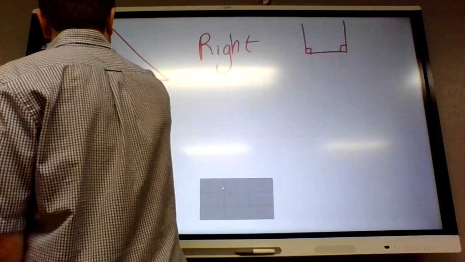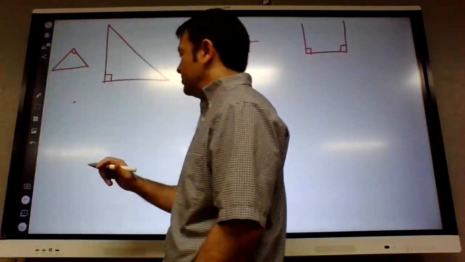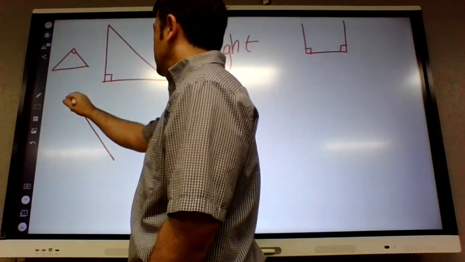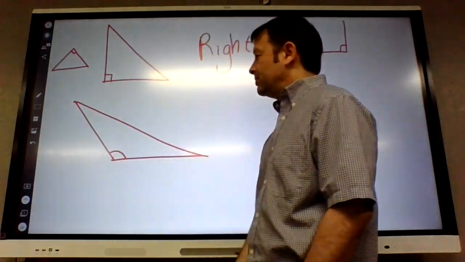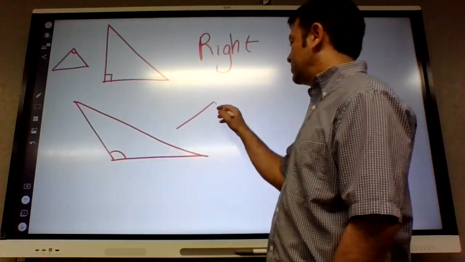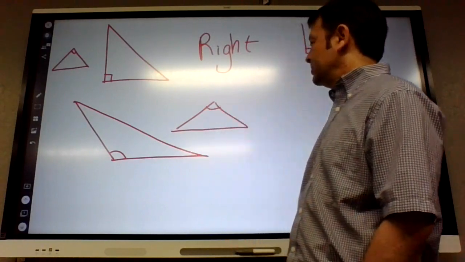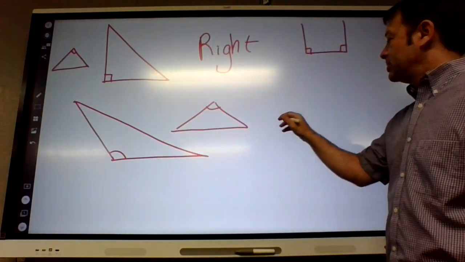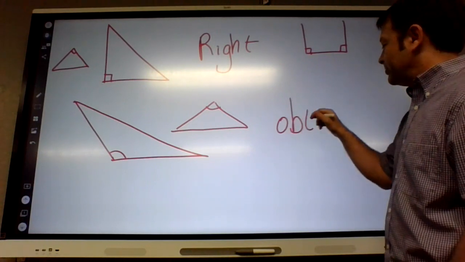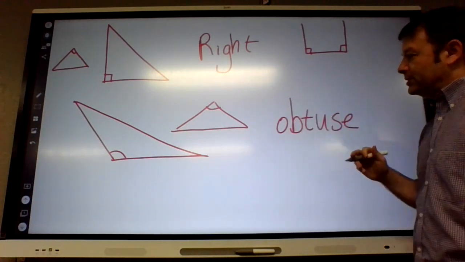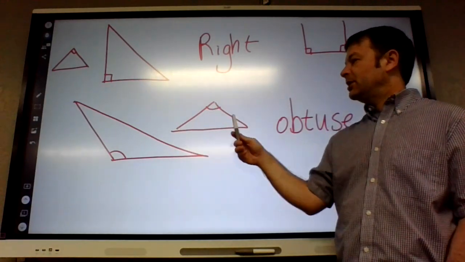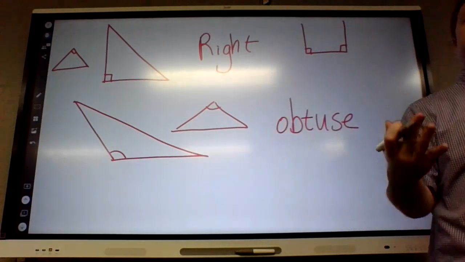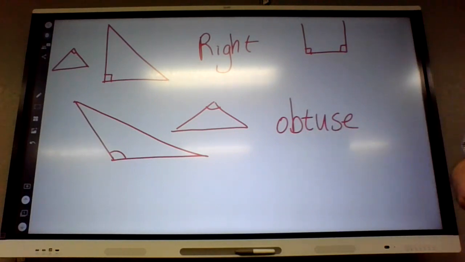And then, which one have I not drawn? Do you guys know? The obtuse. So an obtuse angle looks like that. It might look like that. An obtuse triangle has one obtuse angle in it. What are the two non-obtuse angles? Acute. So if you have something bigger than 90, the other two have to be less than 90.